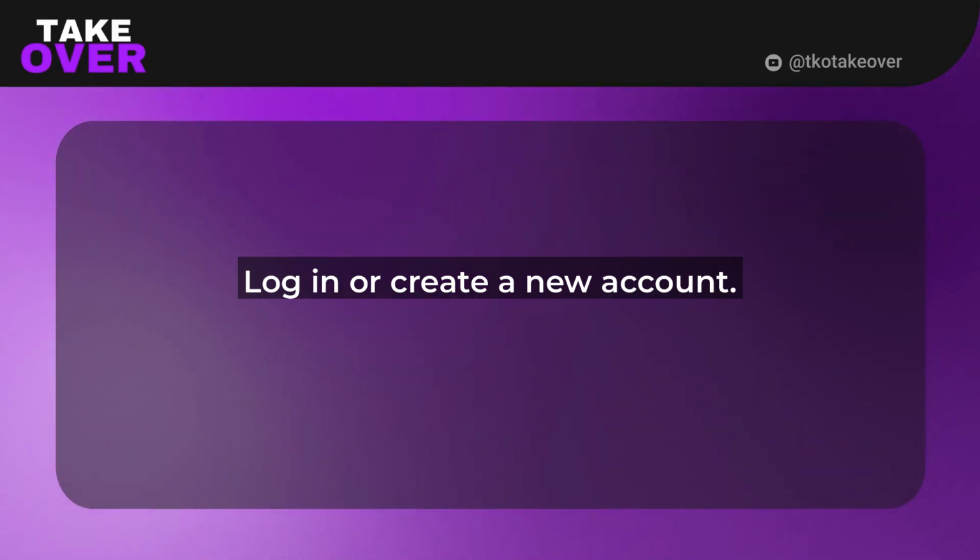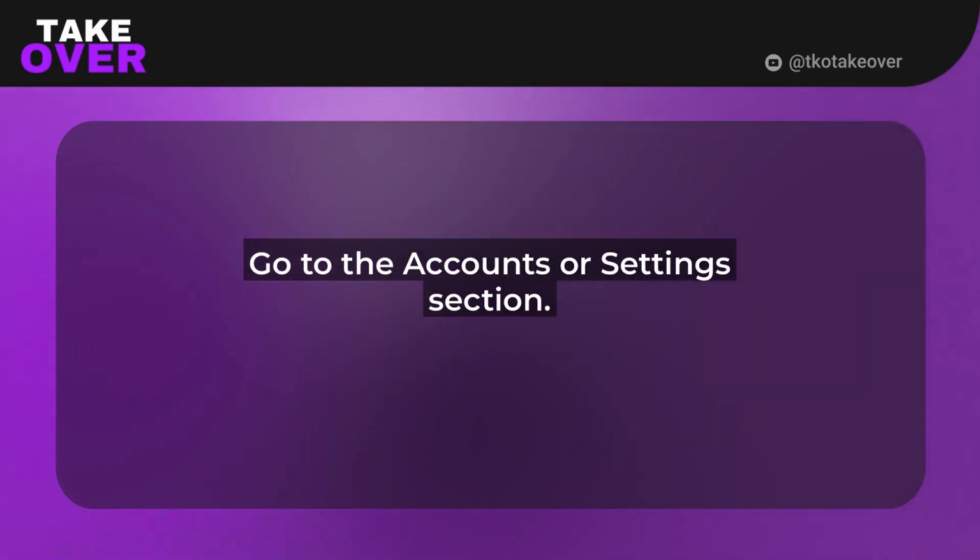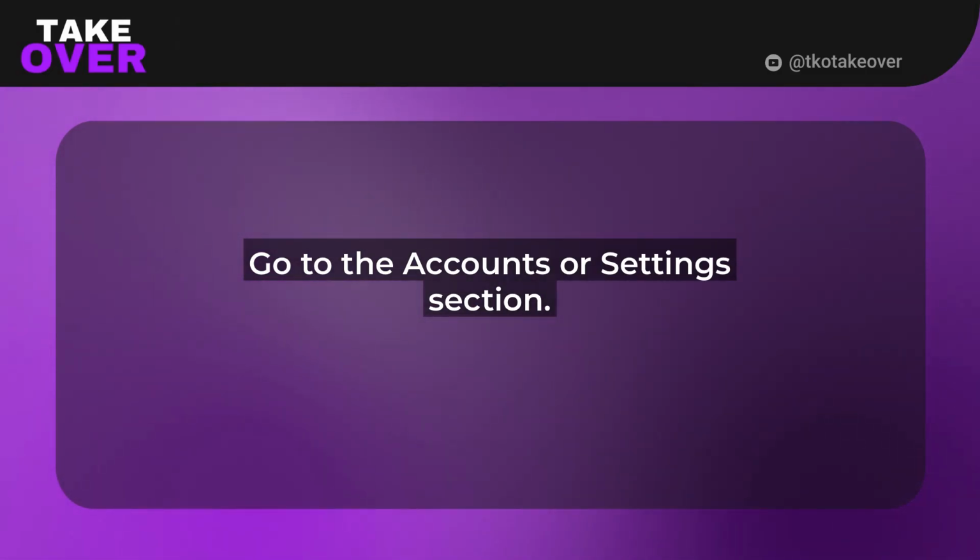First off, make sure you have the Copilot Money app downloaded on your phone or accessed via your web browser. If you don't have an account yet, go ahead and sign up. It's quick and straightforward. Once you're logged in, head over to the main dashboard. Look for the Accounts or Settings tab, usually found in the menu at the bottom or top of the screen.